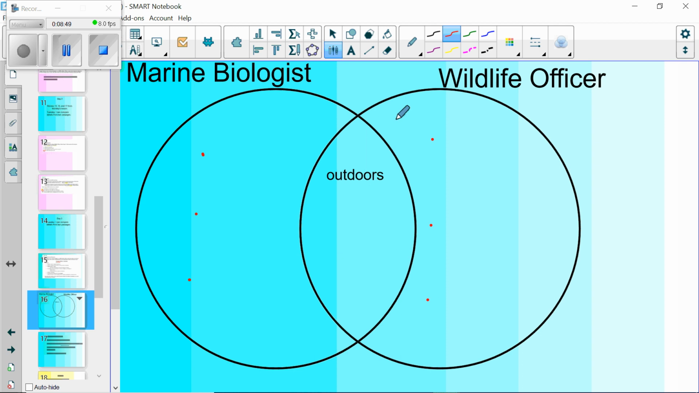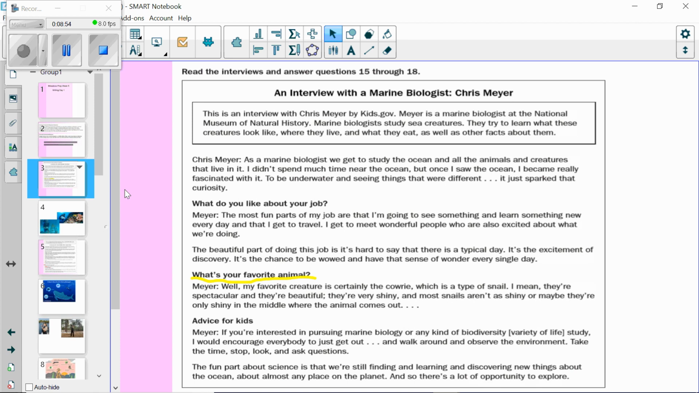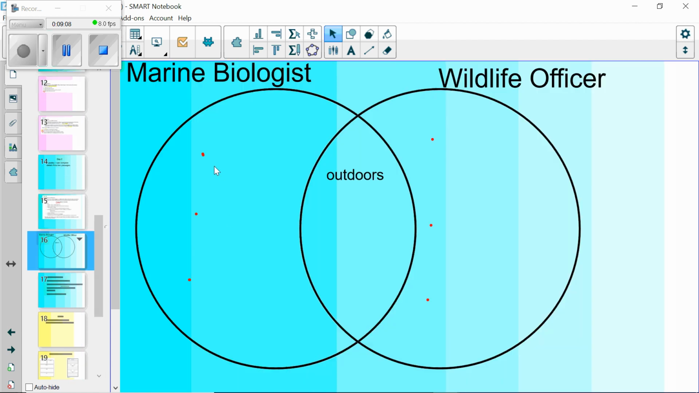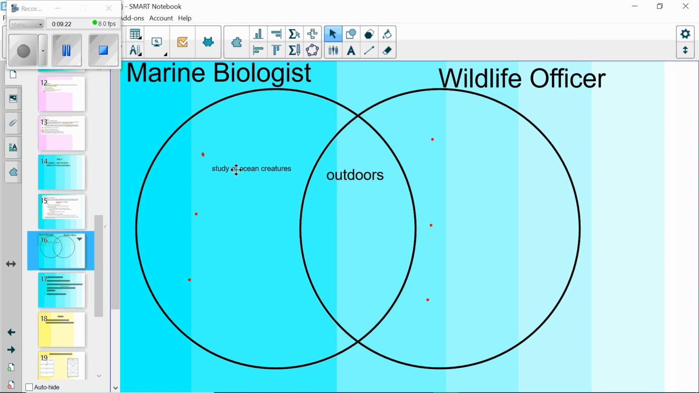So if you're going to talk about a marine biologist and you're going to go back to the article and you're going to gather some important information about this marine biologist, the study of the ocean and all the animals and creatures that live in it. So I'm going to take that information from this article and I'm going to put it in my Venn diagram to have for notes. Study of ocean creatures. So if you are somebody who loves the ocean, you love marine life, starfish, fish, dolphins, then maybe this is a good career for you.